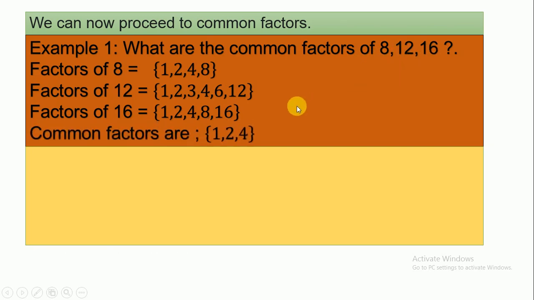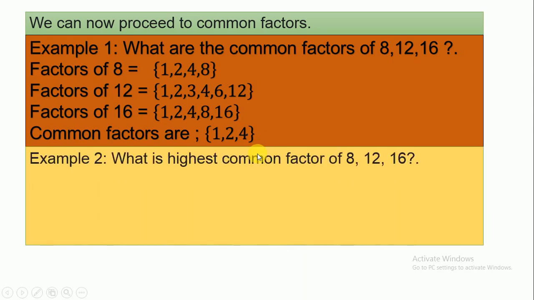So what are the common figures? You can see 1, 1, 1. That's why we have 1 to be one of the common factors. 2, 2, 2. That's why we have 2 to be one of the common factors. 4, 4, 4. Is there anything like 3 in all three? No. 8 in all three? No. So we are left with only 3 figures, 1, 2, 4. So the common factors of 8, 12, and 16 are 1, 2, 4.